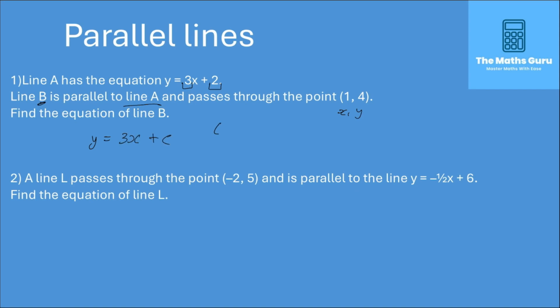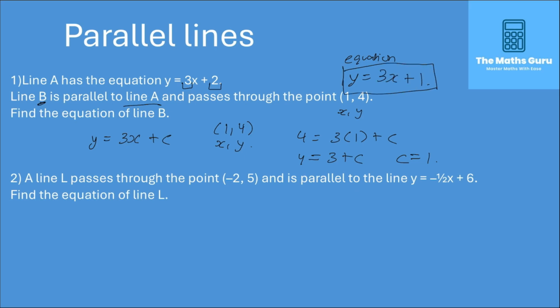We now know our point 1, 4, which is x and y. Plugging in our x and y, we get 4 is equal to 3 times 1 plus c. So 4 equals 3 plus c. So therefore c is equal to 1. So the equation of line B is y equals 3x plus 1. This is our equation of line B.